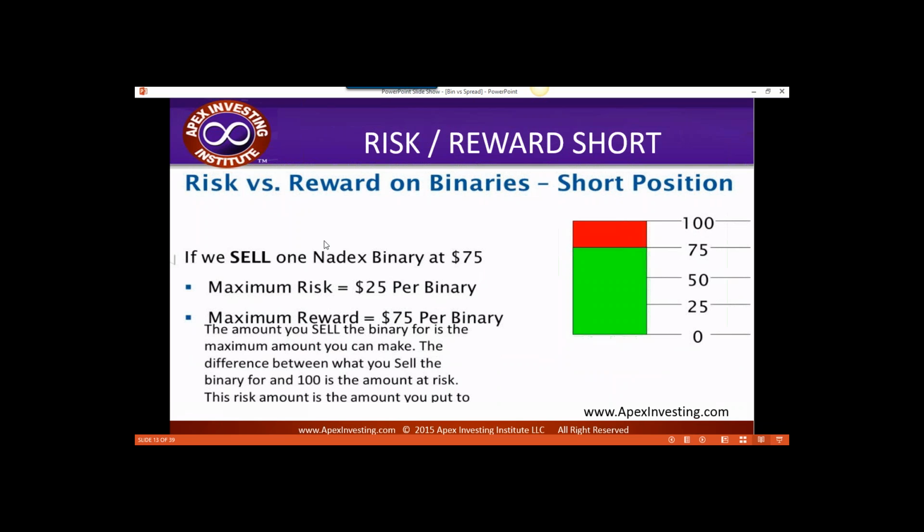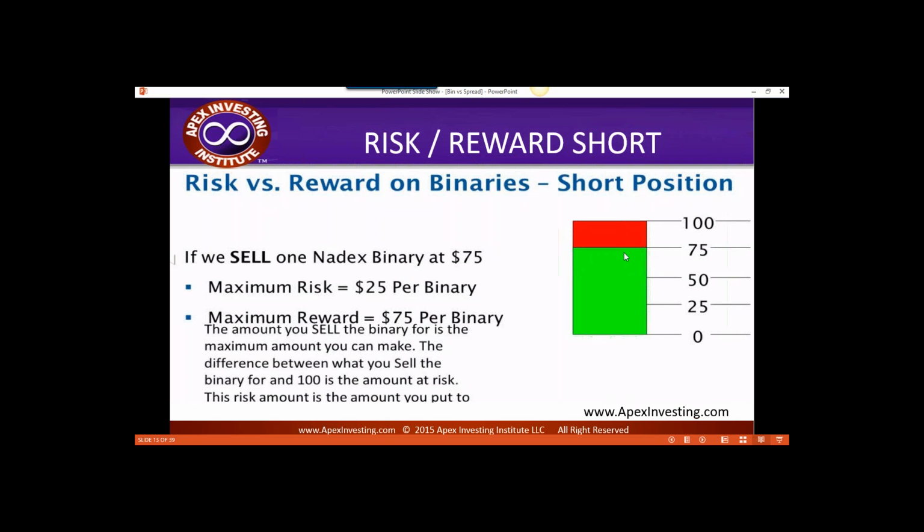What if we sell a Nadex binary? Well, it's basically just reversed. If we sell a Nadex binary at $75, okay, we're going short here. That means when we sell, we're going short, saying the market will go down. So if I sell a Nadex binary at $75, my maximum risk is only $25. It's the difference of where I sell compared to $100. Okay? The maximum reward would be $75.